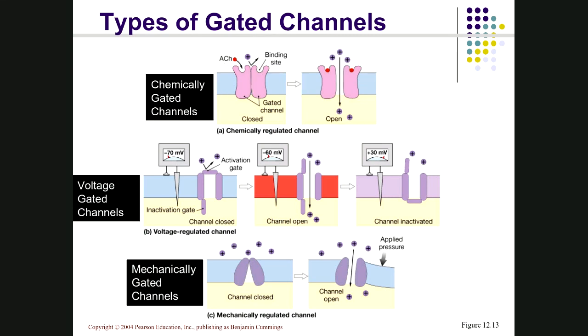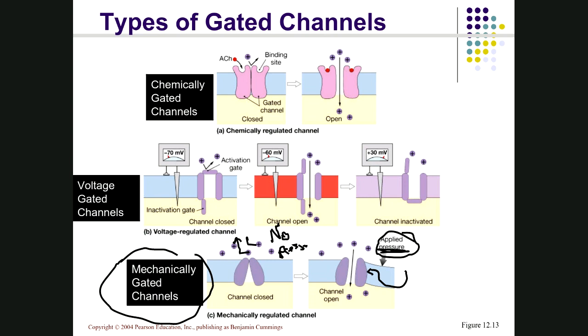And then if you look at mechanical gated channels, remember that has to do with pressure, movement, pushing or something. Well, look, there's no pressure here. And when there's no pressure, it's closed, and the ions cannot go through it. But if I apply pressure, it changes the membrane, the channel opens, and ions can flow.